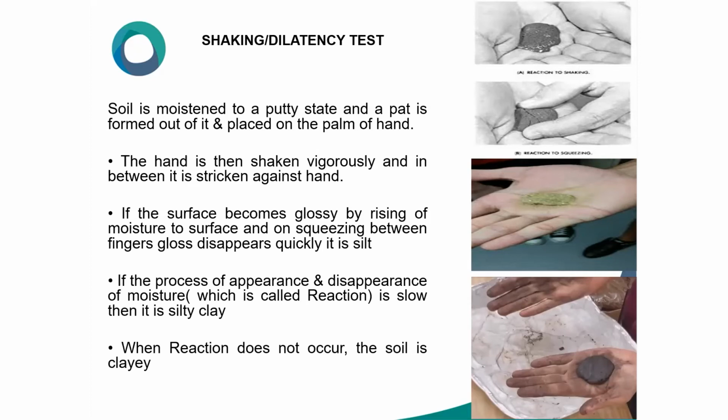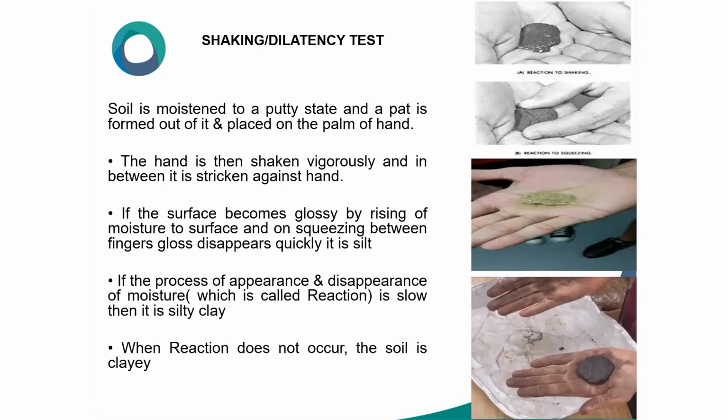Soil is moistened to a putty state and a pat is formed and placed on the palm of the hand. You are making it like this, and putting it on the palm, and this hand is shaken vigorously. If the surface becomes glossy, shining by bringing moisture to the surface, and on squeezing between the fingers the gloss disappears quickly, it is silt. It means that when you shake it very fast, initially it looks shining, and after a few seconds it will disappear if it is silt.